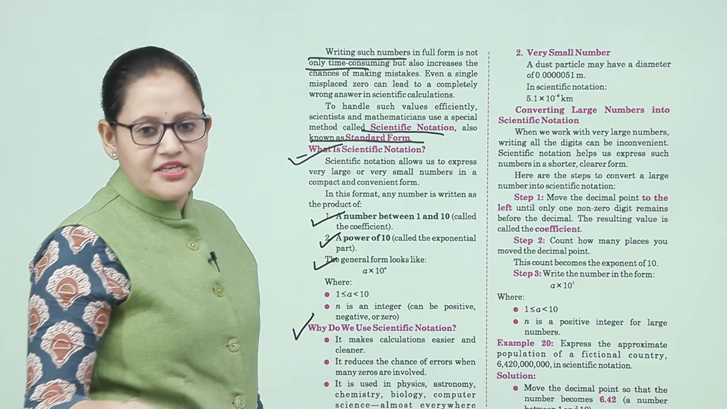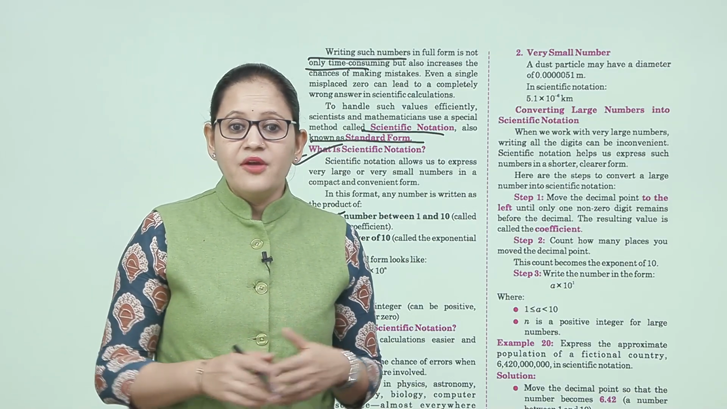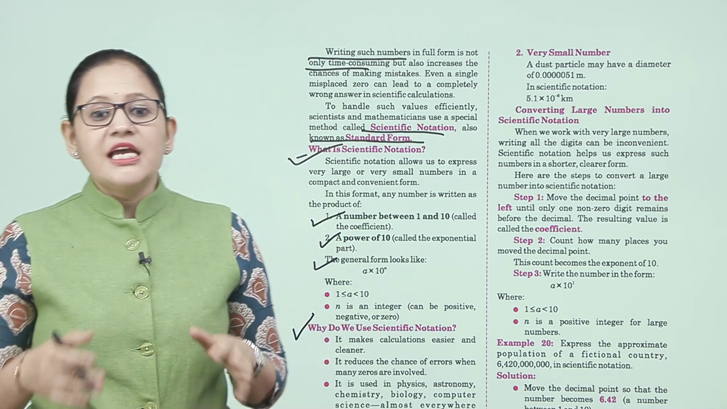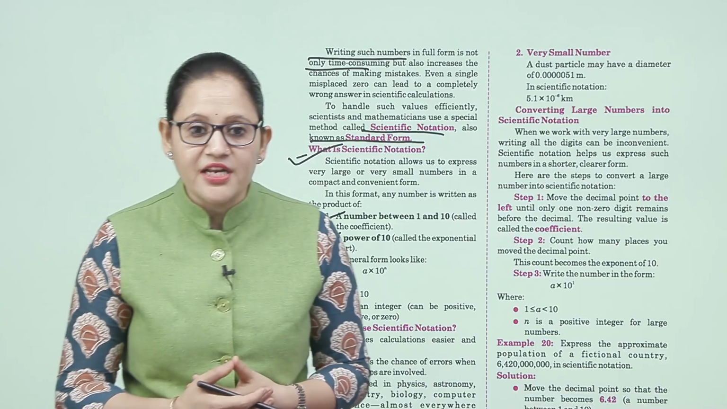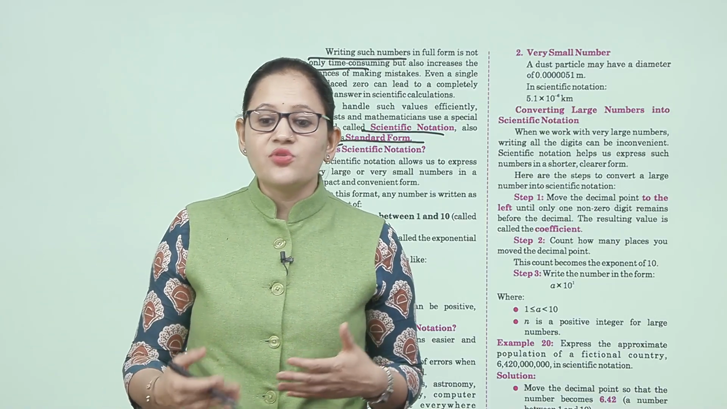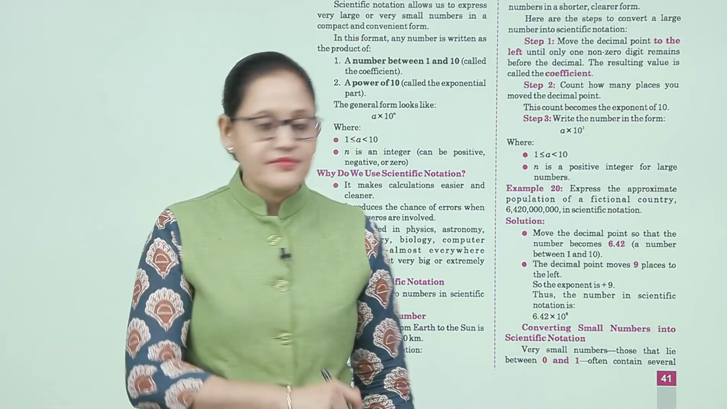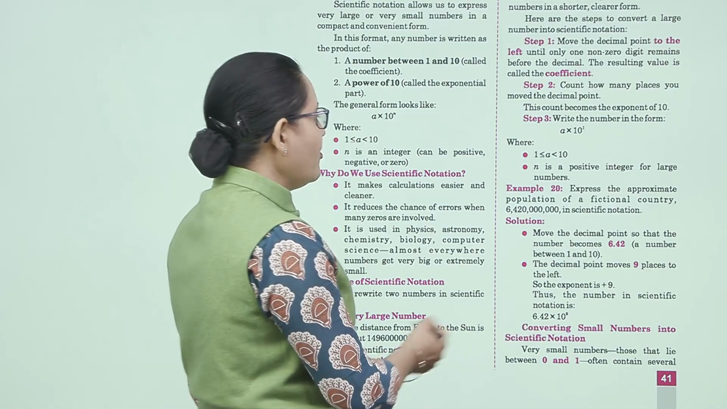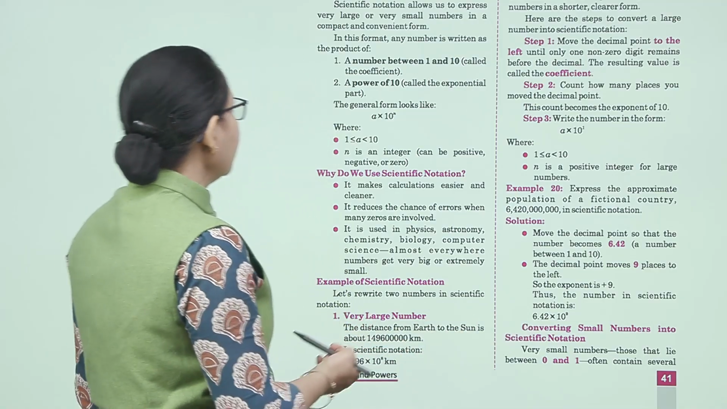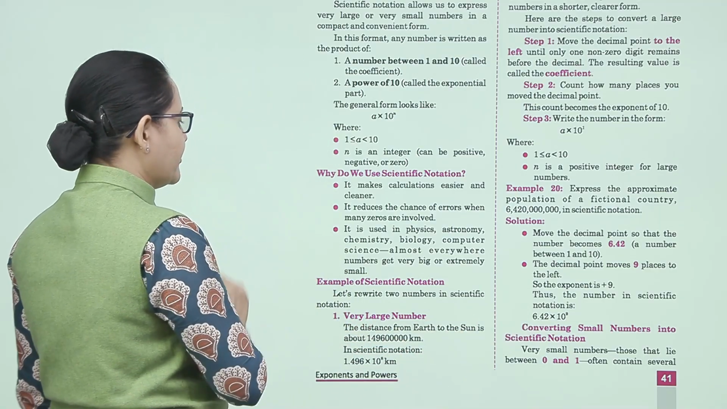Why do we use scientific notation? Now, why do we use this method? It makes calculation easier and cleaner. It reduces the chance of error when many zeros are involved. So now, what will we do? We will take an example here.